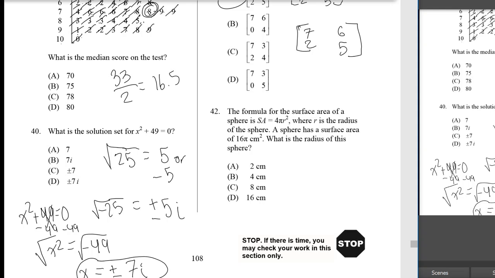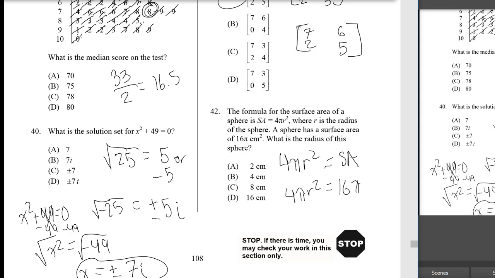We have a formula of surface area of a sphere: surface area equals 4 pi r squared, where r is the radius of the sphere. The sphere has a surface area of 16 pi centimeters squared. Okay. Let's go through this, right? The sphere has a surface area. Okay, so we know that 4 pi r squared is equal to surface area. That's all right. But I also know that the surface area is equal to 16 pi.